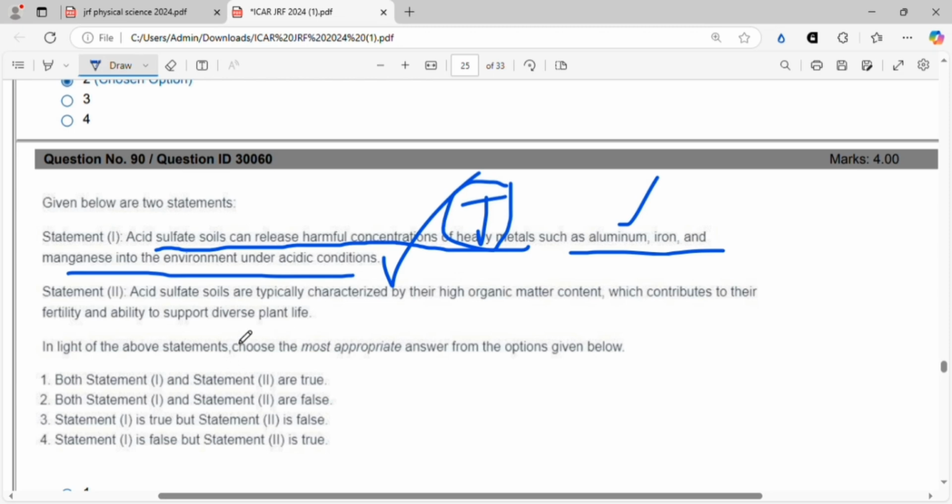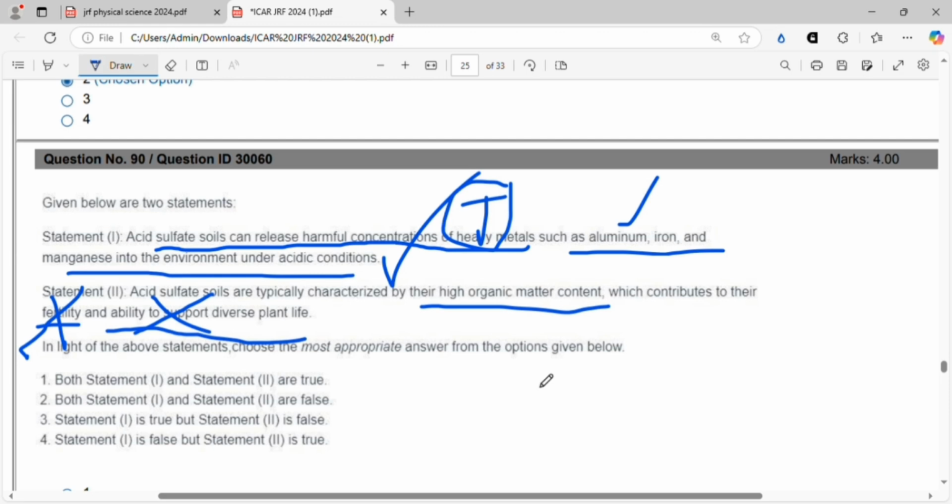The second statement is: acid sulfate soils are typically characterized by their high organic matter content, true, which contributes to their fertility and ability to support diverse plant life. This is wrong. Acid sulfate soils are not fertile. They might have very high organic matter content, that is true. But a soil is only fertile when it has the nutrient supplying ability as well. Only containing the nutrient does not make the soil fertile. It has to be able to supply as well.